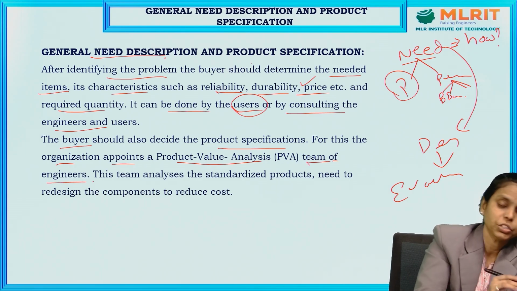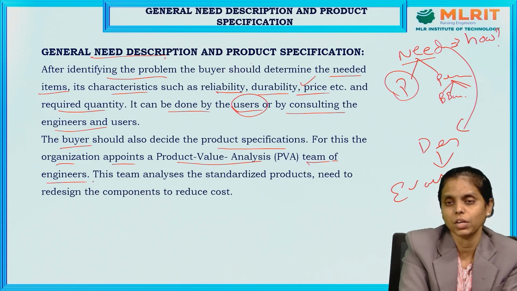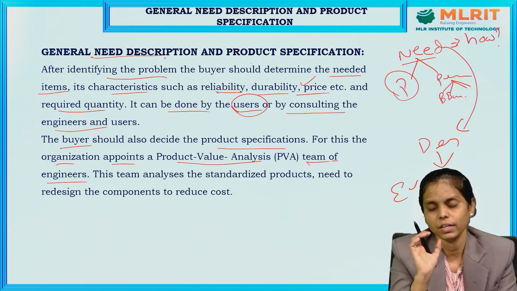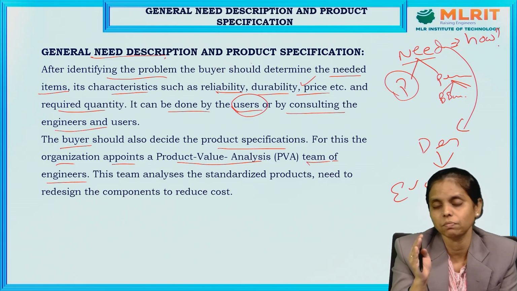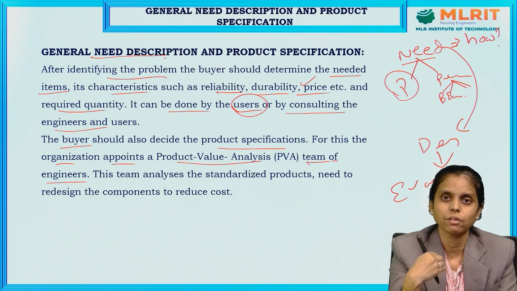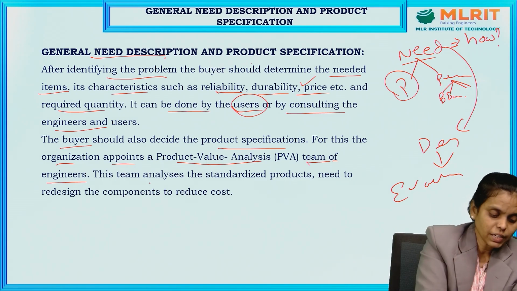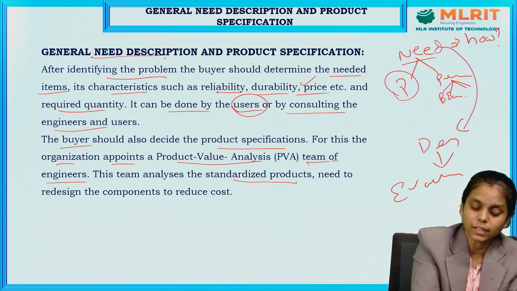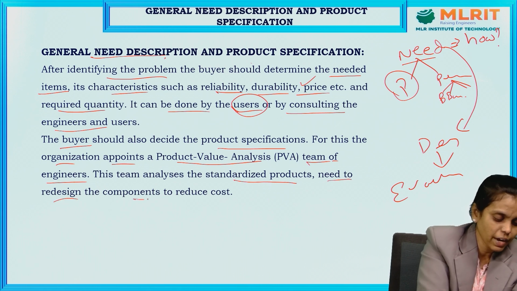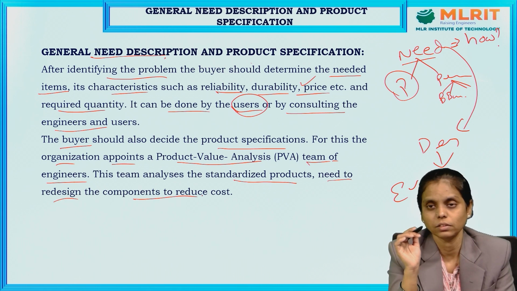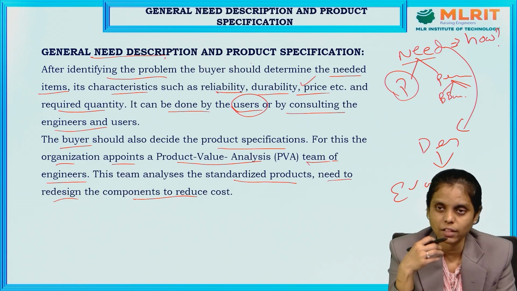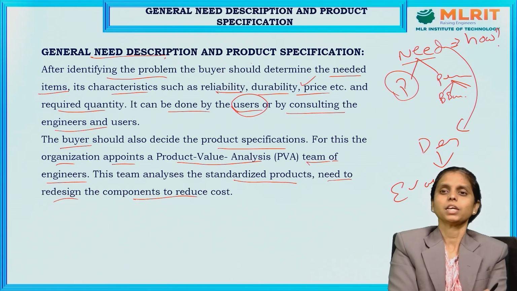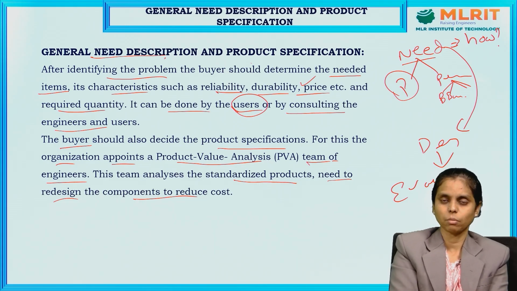A team of engineers will give the specifications about what type of product is required, what is the quality of that product, what are the standard specifications of that product. All these things will be given by a product value analysis team. The team will analyze standardized products and need to redesign the component to reduce the cost. Now, what is the present cost and how we can reduce that cost, these aspects will be considered, and this team will give the specifications about the product.